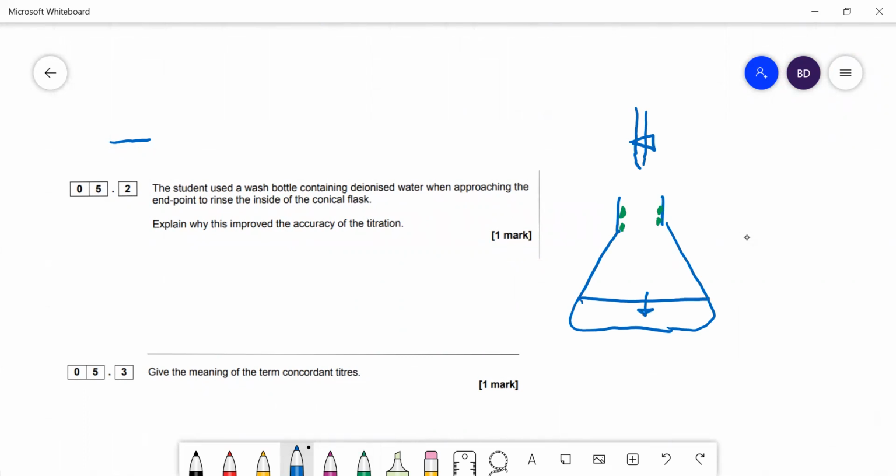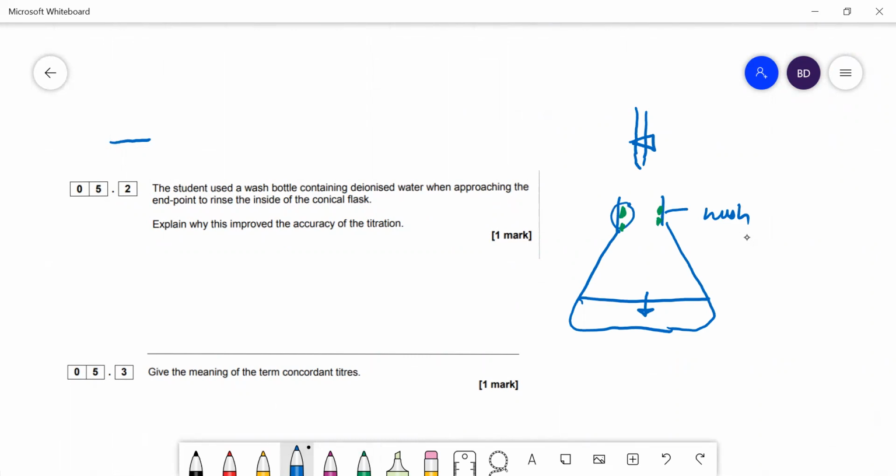Okay, and so these bits of acid are not going to be reacting, so you'd end up adding more acid than you really should do. But if you wash with distilled water, you'll remove them, and then you'll get a more accurate value, closer to the true value, because you won't end up with any acid stuck to the sides.